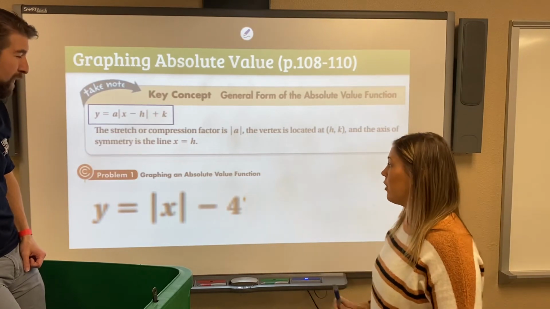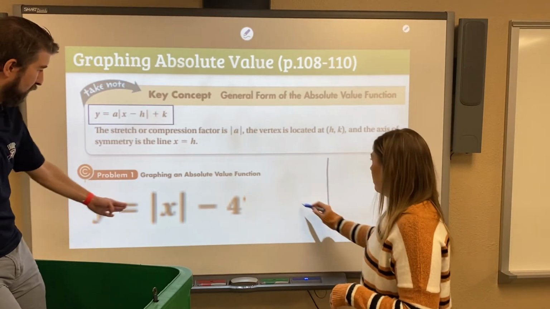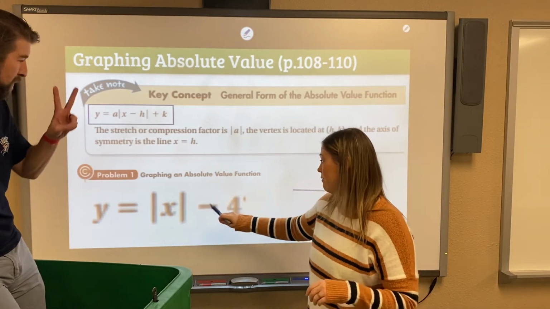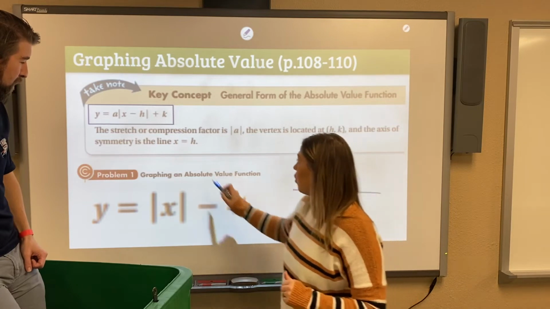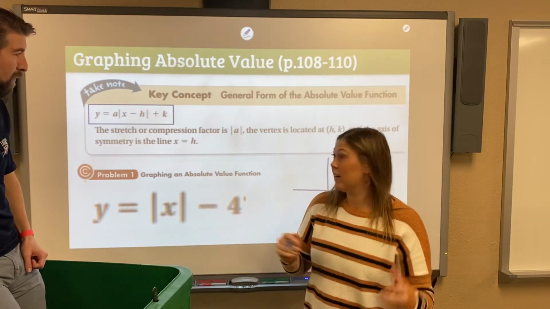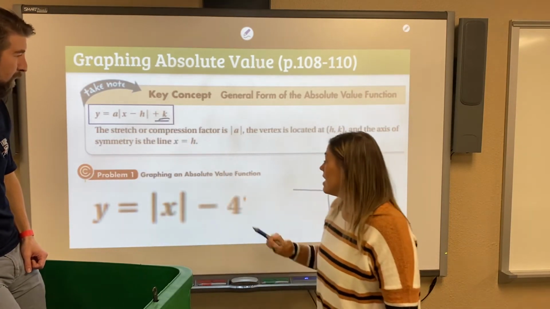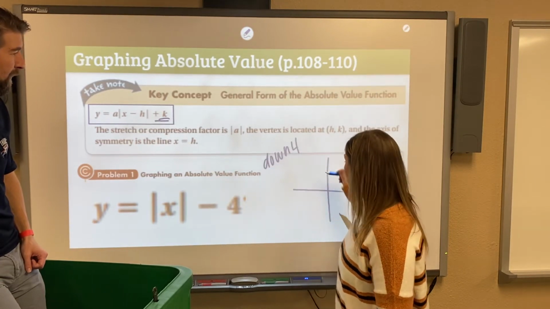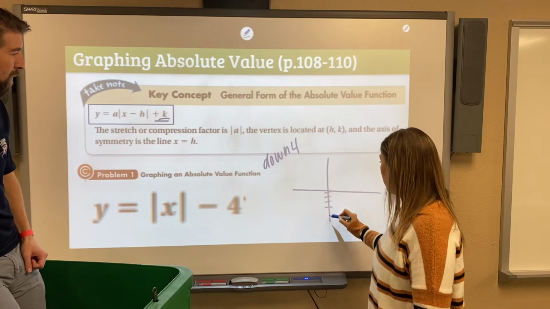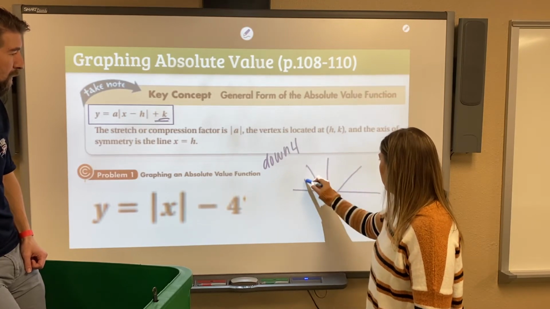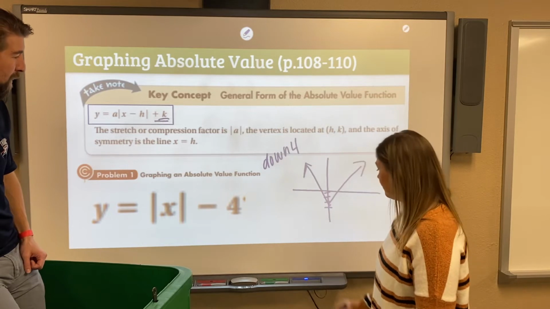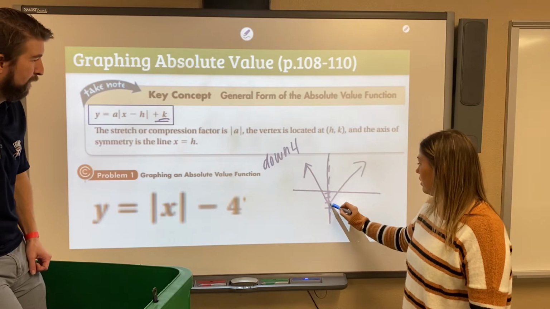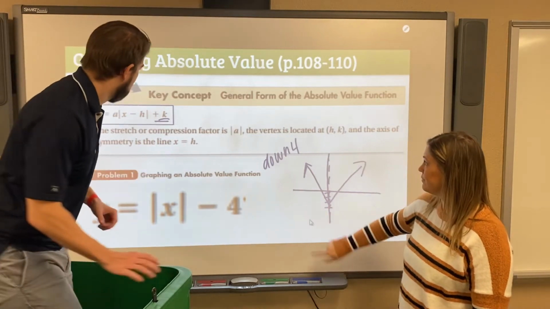So if we were to graph an absolute value function, very roughly, we know it's going to be a V since it's an absolute value, and then we have -4. So this -4 is outside of the absolute value, so that's represented by k. And the -4 says it's going to go down 4 units. So I'm going to go down 4 units, and it's just going to be a V like that. There you go. Okay, and your axis of symmetry is at 0. And there you go.